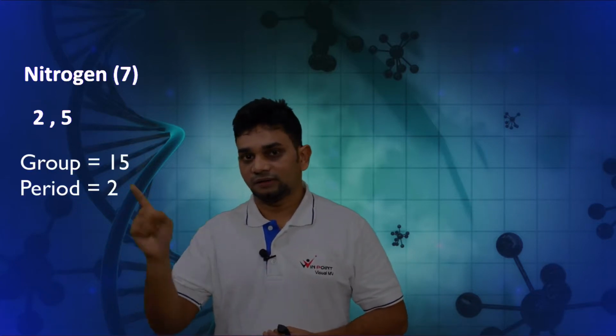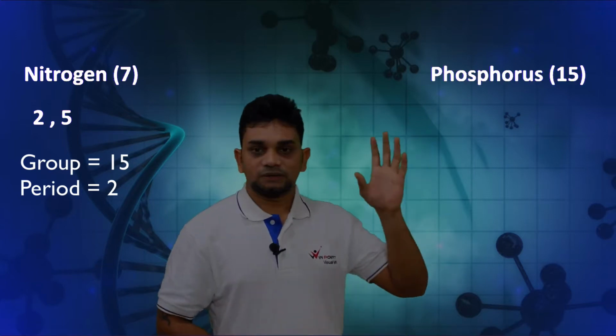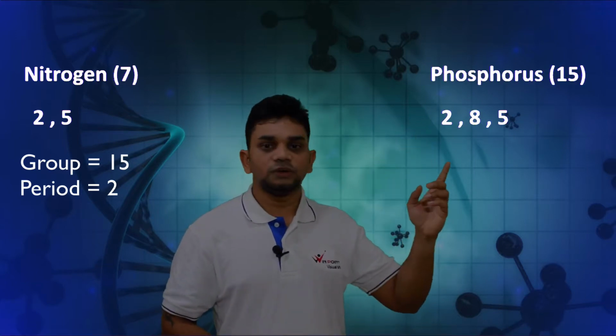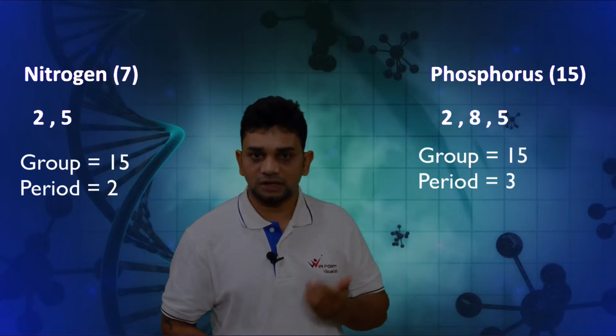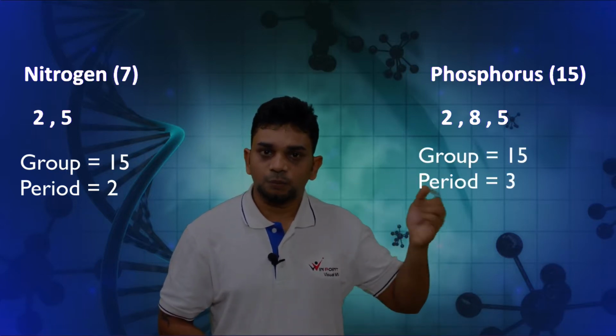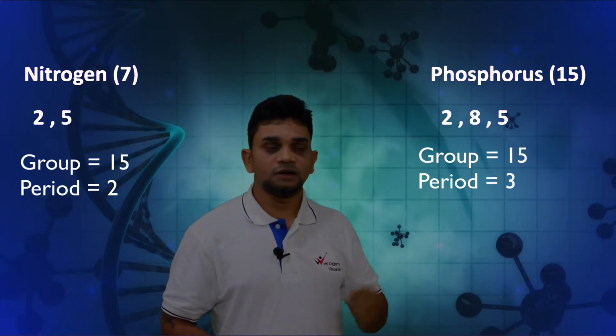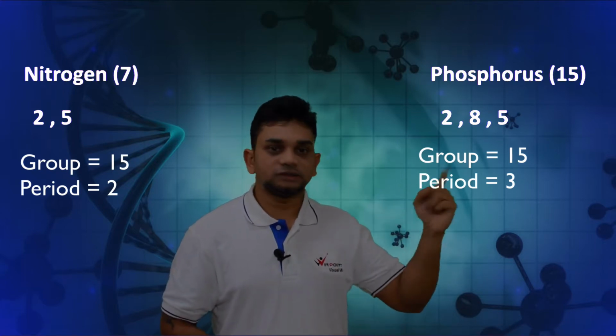There are 2 shells, so period number 2, right? Phosphorus: the electronic configuration is 2, 8, 5. What will be the group number of phosphorus? The outermost shell is having 5 electrons. 5 plus 10, 15 is the group number. The period number will be 3 because there are 3 shells.